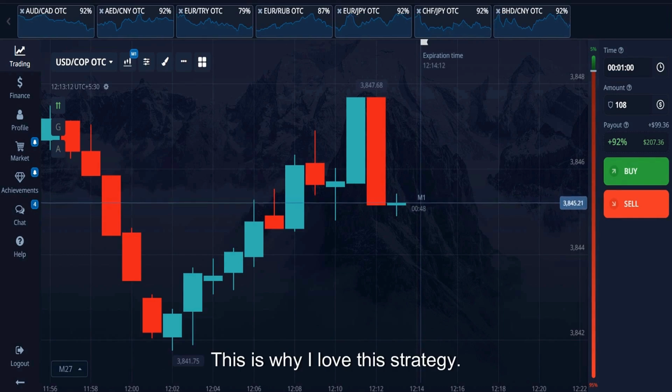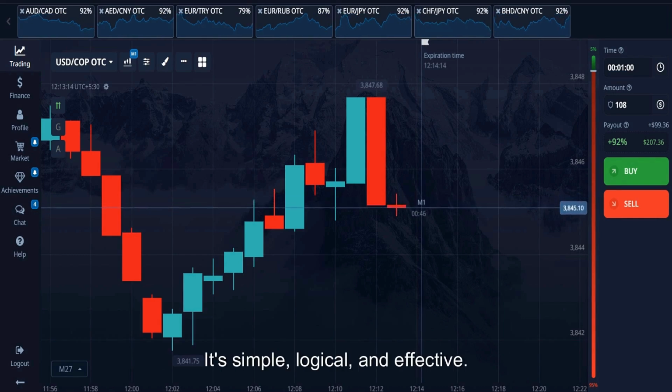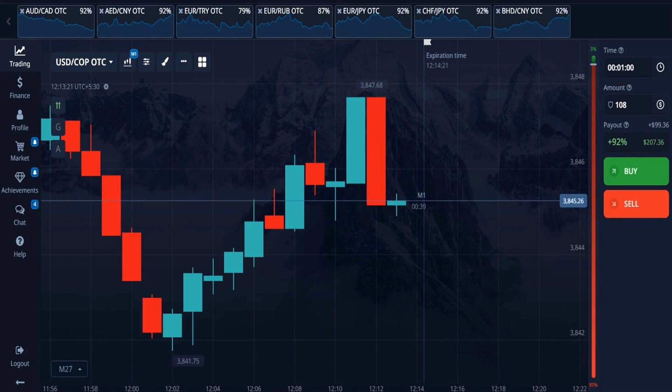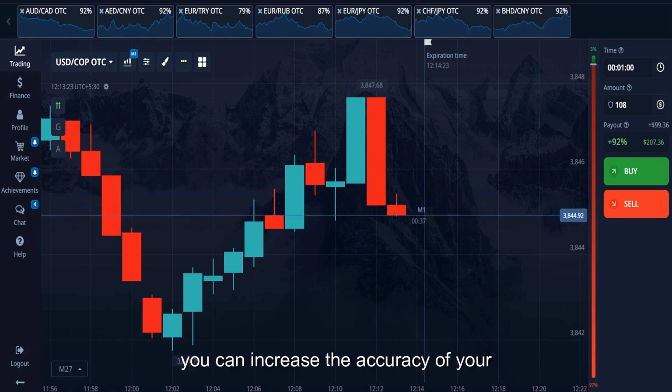This is why I love this strategy. It's simple, logical, and effective. By identifying patterns and combining them with key levels like resistance, you can increase the accuracy of your trades.